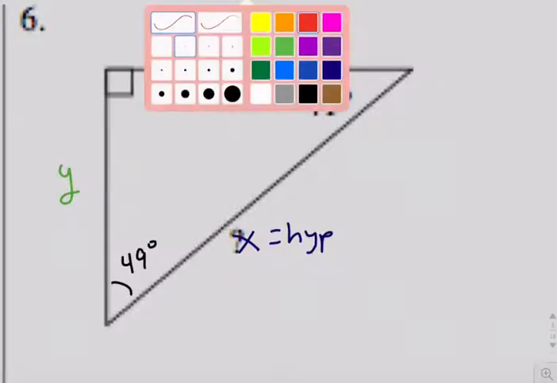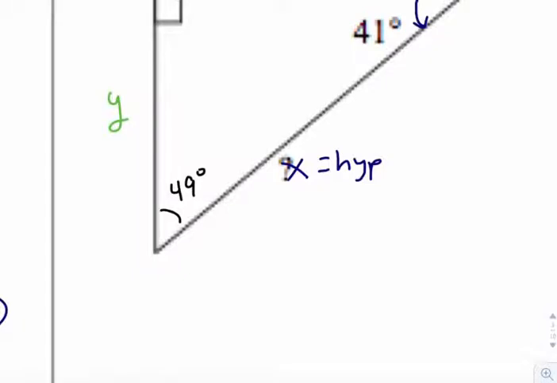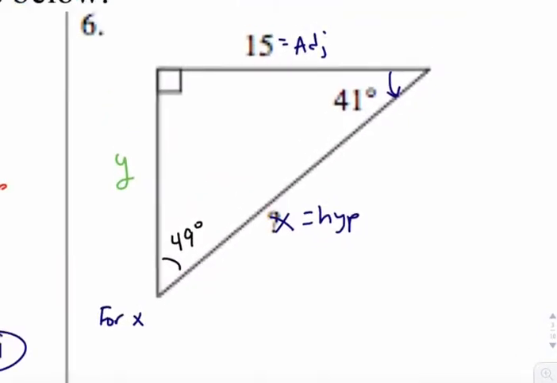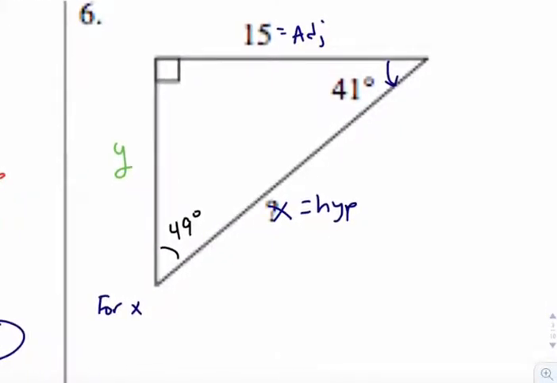41 is the angle I've been given, so I'm going to try to be consistent and use that for what we're going to solve today. Let's solve for x, the hypotenuse, first. So I'm trying to find the hypotenuse. I was given 15. Now, if I'm standing on angle 41, 15 is my adjacent side length. If I have the adjacent and the hypotenuse, then I 100% should have, what's that, cosine.